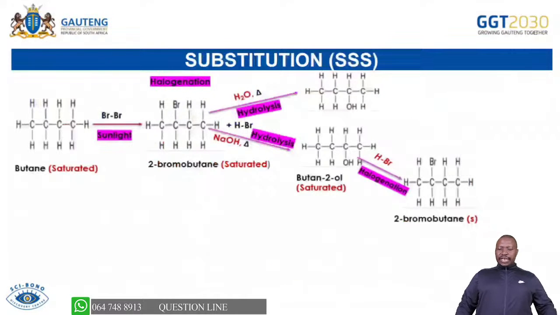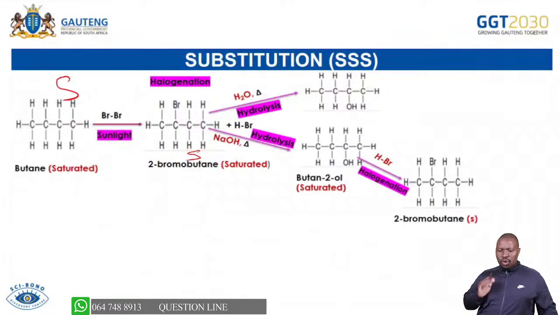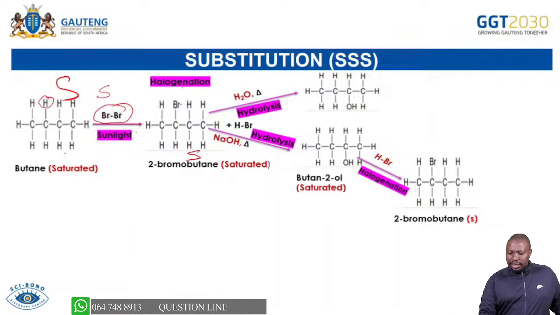Now, substitution. Under substitution, we are saying saturated becoming saturated. You can see single bonds only there between carbon atoms. Don't be confused by the C double bond O. I'm referring to the single bonds between carbon atoms, because that is saturated. We said it's no multiple bonds between carbon atoms. So we say this reaction is substitution. What type of substitution? Halogenation, because we are substituting a hydrogen. We're removing this hydrogen, we're putting a bromine, hence we call it halogenation. And the reaction condition is sunlight.